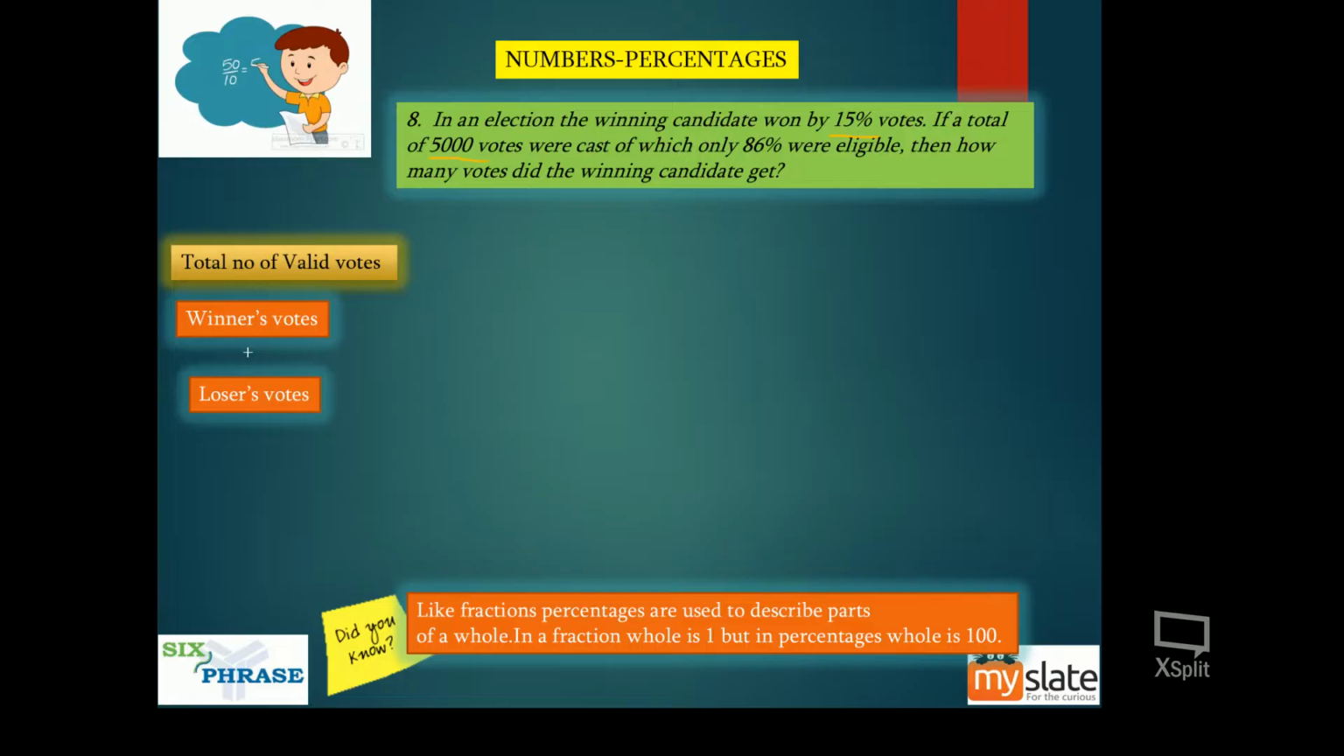Here it is 5,000, everything ends with 0, so it is better we use 5,000 and not use 100. Because if something ends in 0, it is easy to do calculations. That is the reason. Now, out of 5,000, 86 percentage was eligible. So what is the eligible number of votes, guys? 86 percentage can be written as 90 minus 4 percentage, which is 4,300.